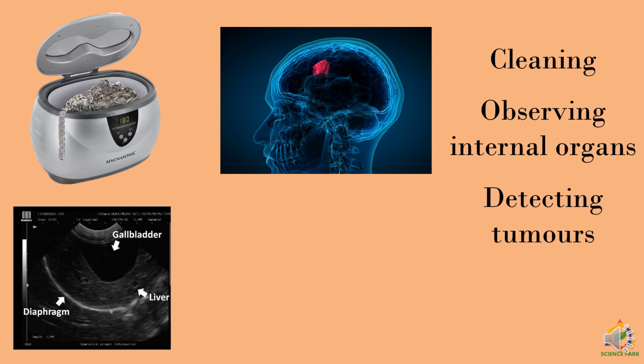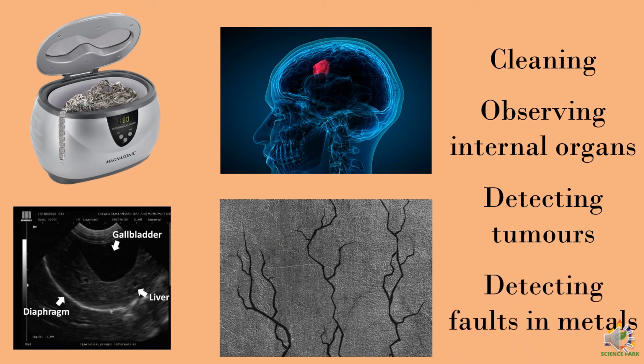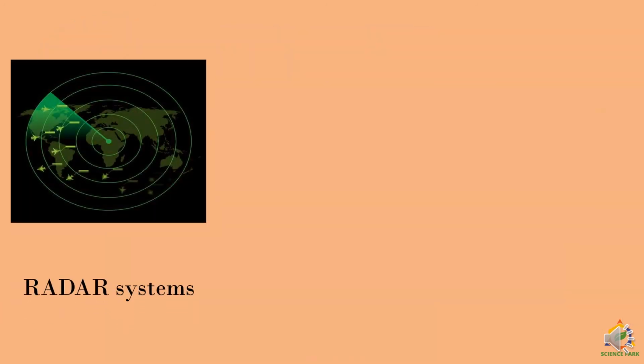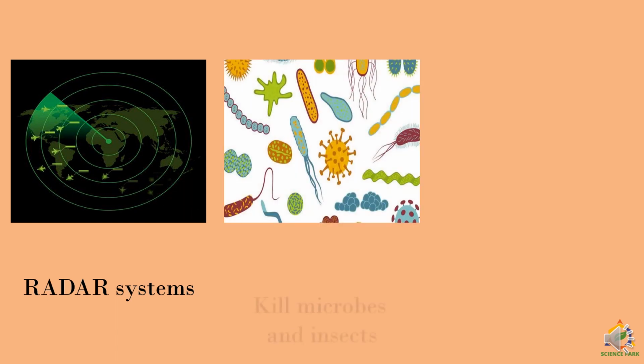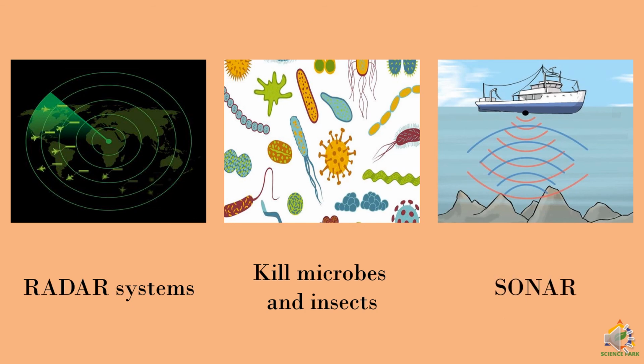Then various brain tumors can be detected using ultrasonic sound, and we can also detect faults in metals like cracks. Then ultrasonic sound is used in radar systems to detect various objects. They are also used to kill certain microorganisms and insects, and ultrasound is mainly used in sonar.